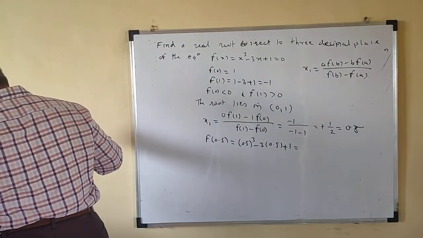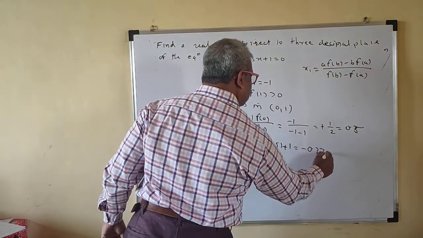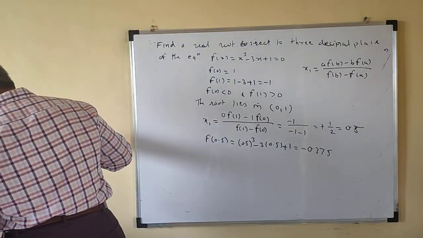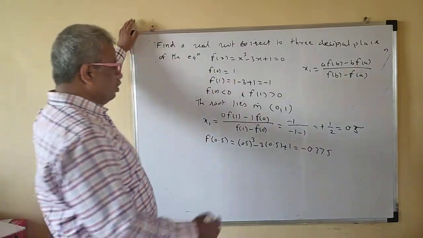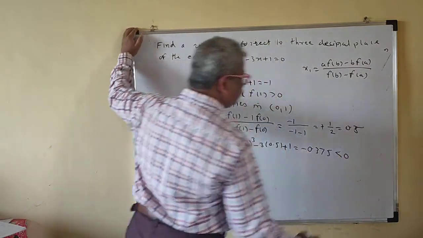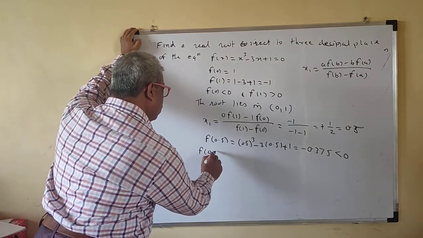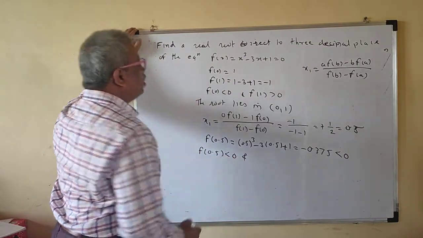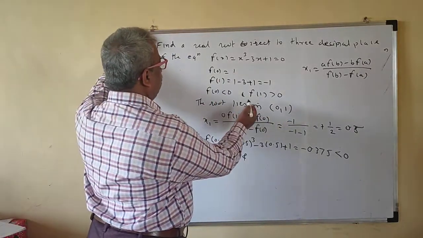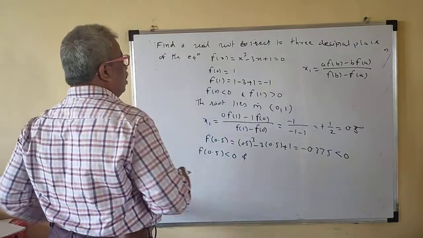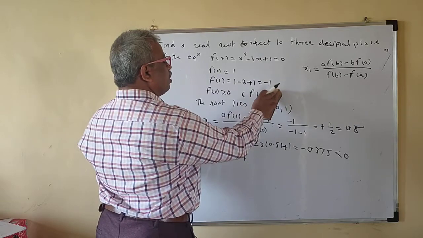So what is this value? Minus 0.375. So if you have a scientific calculator, you can find it. This is less than 0. So now f of 0.5 is less than 0, and see in the previous one, which was greater than 0. So f of 0 is greater than 0, and this is less than 0.